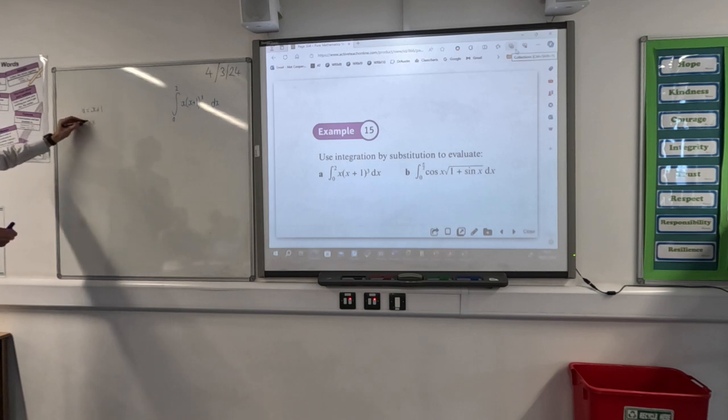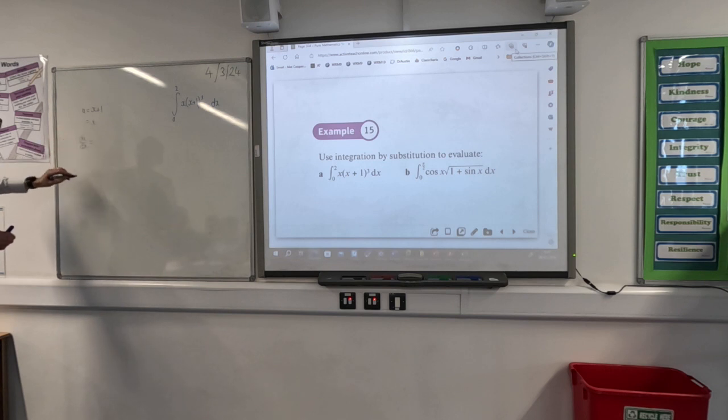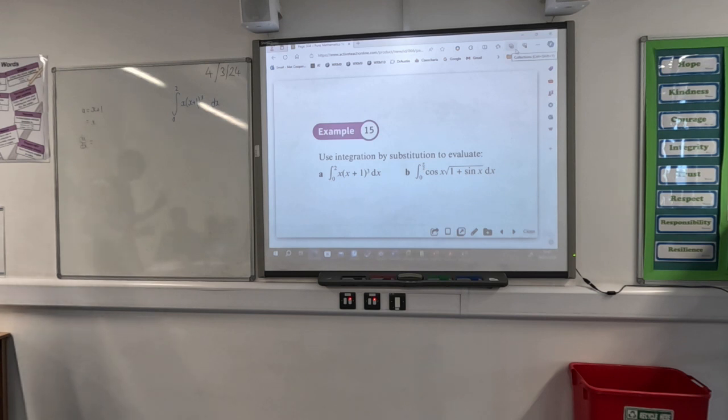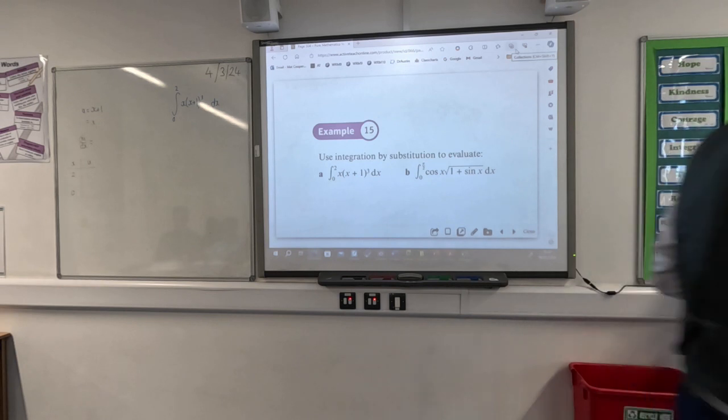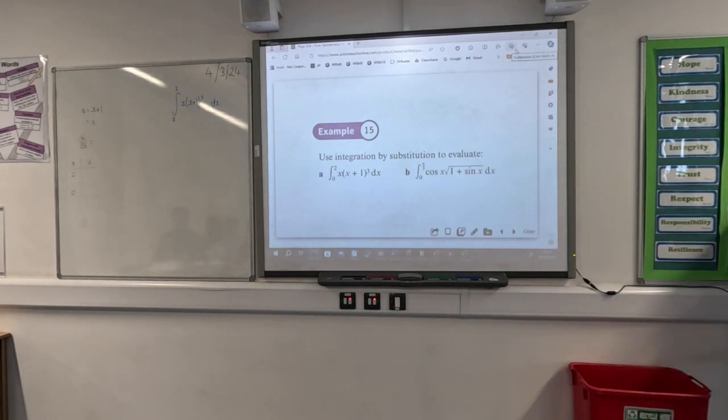I need to rearrange that to say x equals, I need to differentiate it to get du by dx so I can replace the dx as well. I now need to do one more thing. The two limits of integration, 2 and 0, are x values. But we're going to integrate this in terms of u. So I need to change those x values into u values. So go on, see if you can complete the picture with that one there.